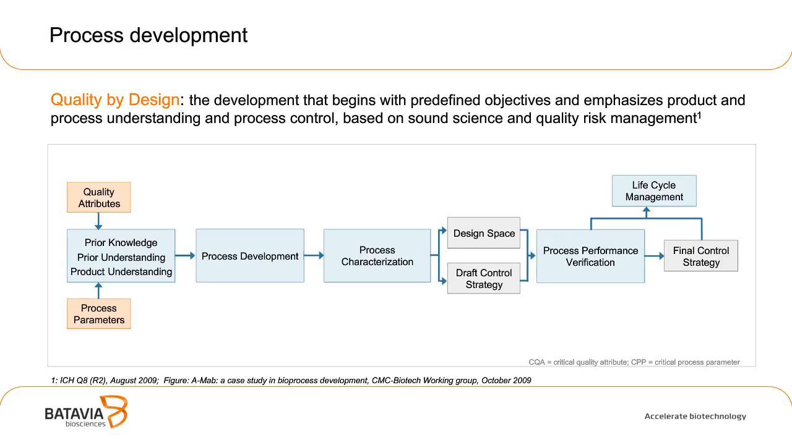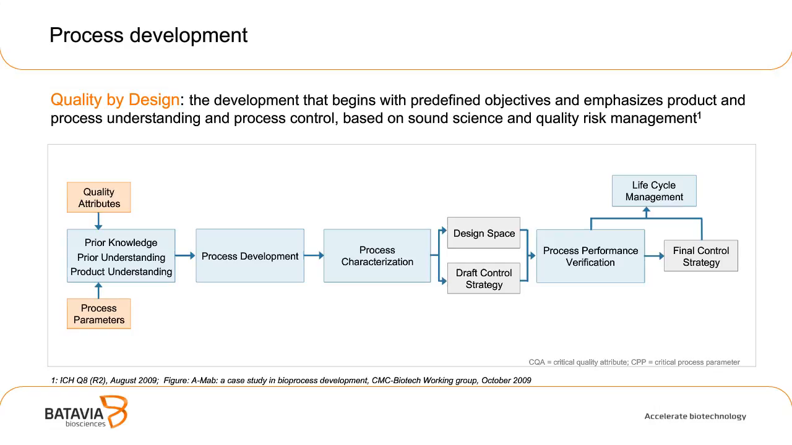If you have done that, then after your process characterization, you should have an idea what this relation is, and you should be able to define a kind of design space which describes the ranges of all your process parameters, and if you stay within those ranges, you obtain the quality you want to have. And you should have enough information to start with a draft control strategy.